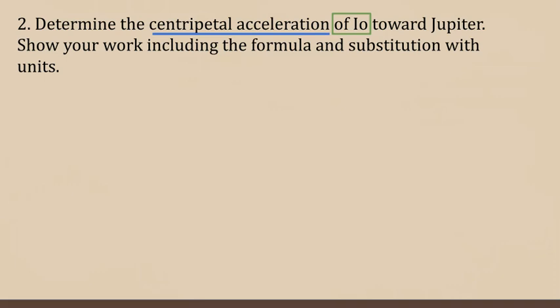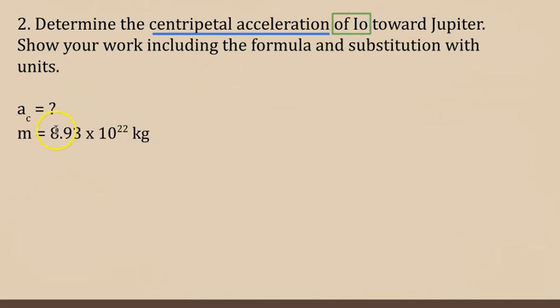Alright, question 2 says, determine the centripetal acceleration of Io toward Jupiter. Show your work including the formula and substitution with units. So I'm looking for centripetal acceleration, and I put a box around Io because when I go to list out the mass, that tells me I'm listing the mass of Io. I don't care about Jupiter. Yes, Jupiter is mentioned, but they really are asking me about the centripetal acceleration of Io. So that's really all I care about. So AC is my question mark.